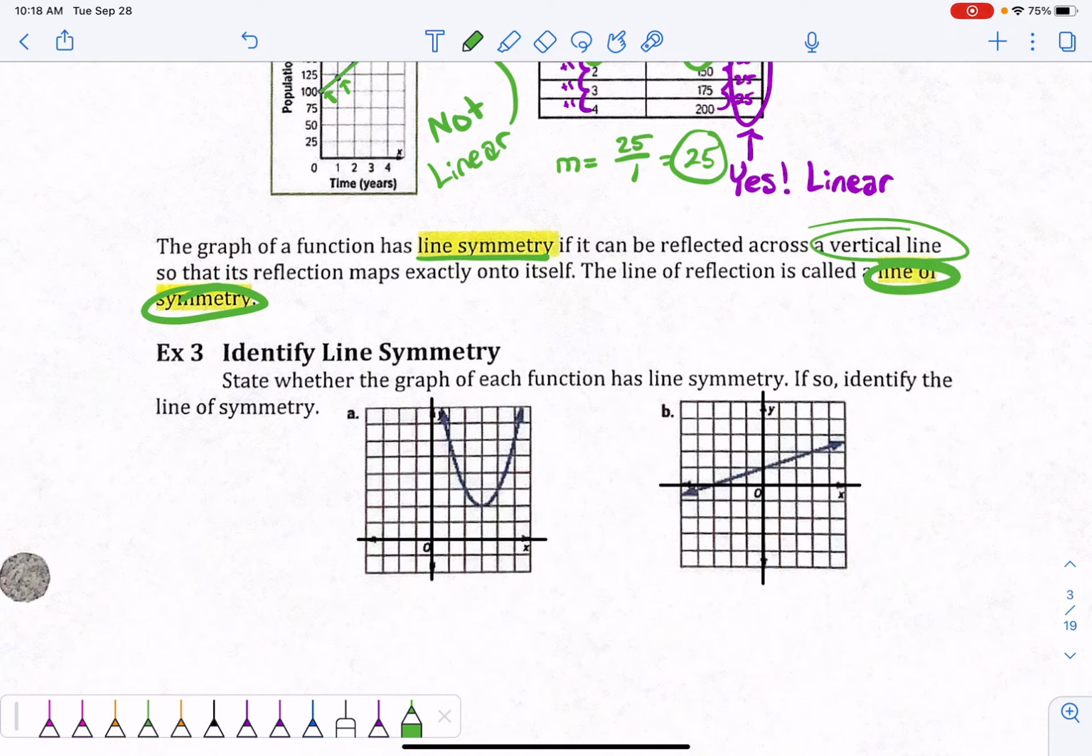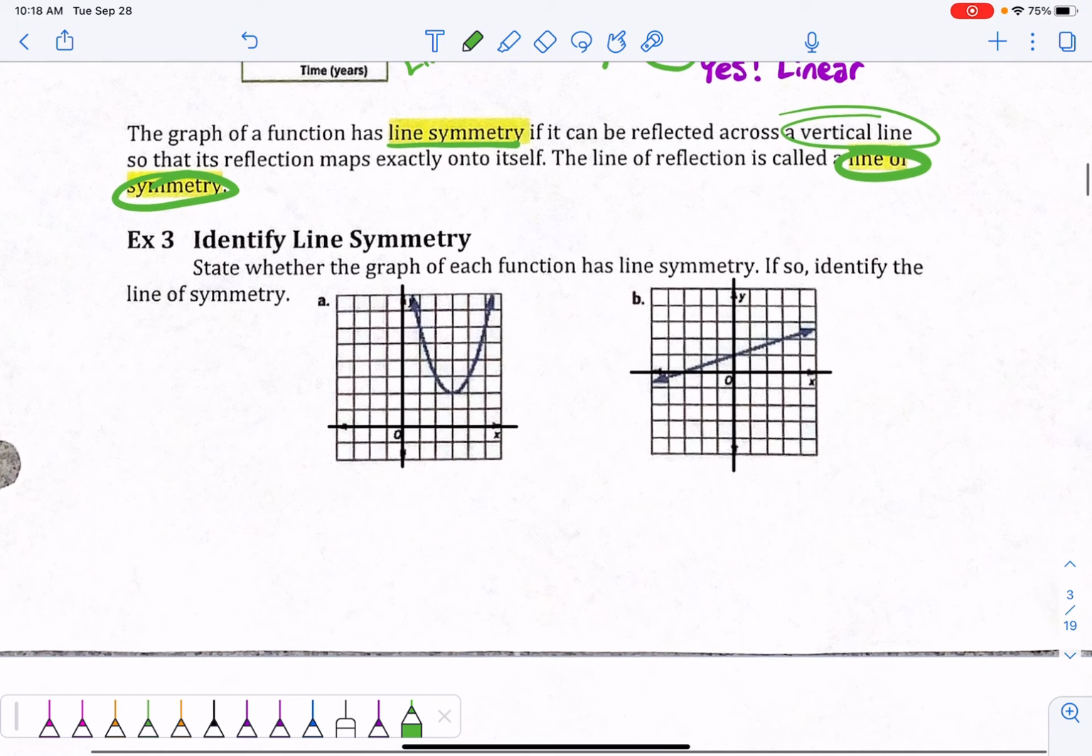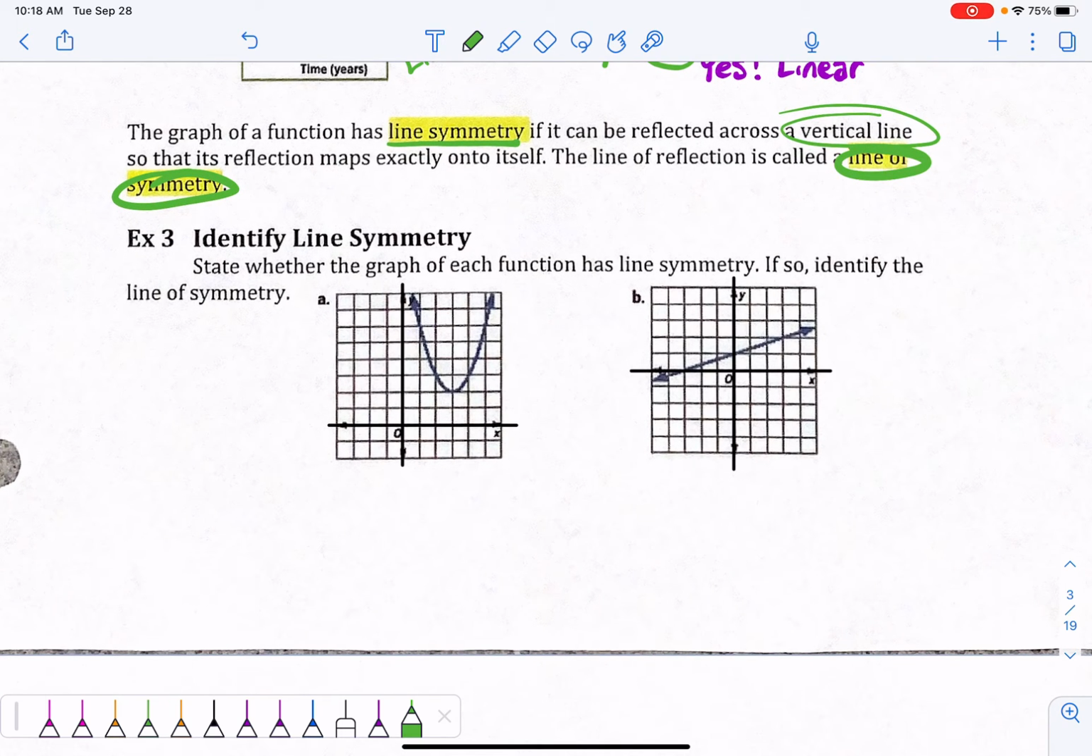You guys might have done a project in elementary art where you take a piece of paper and fold it in half, then unfold it and paint on one side, then fold it in half again and unfold it, and the paint will transfer onto the other side so that you have the same paint color on both sides. And that's like creating a line of symmetry, okay? So example 3, state whether the graph of the function has a line symmetry.